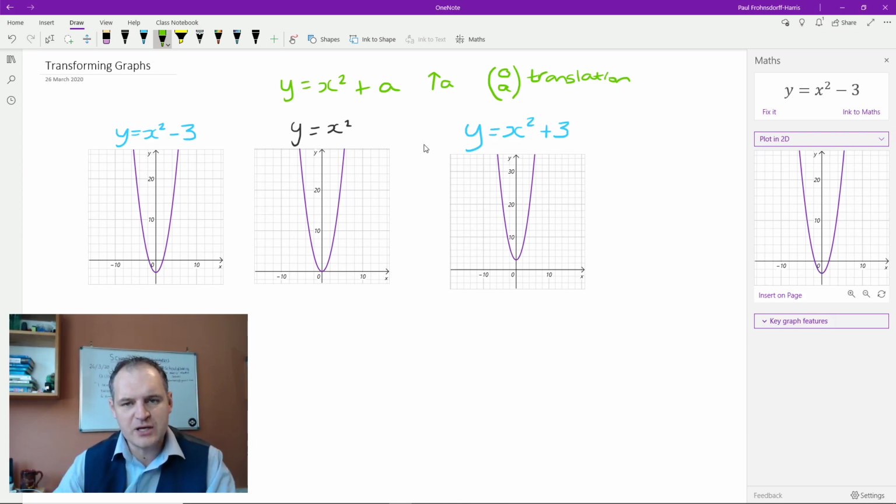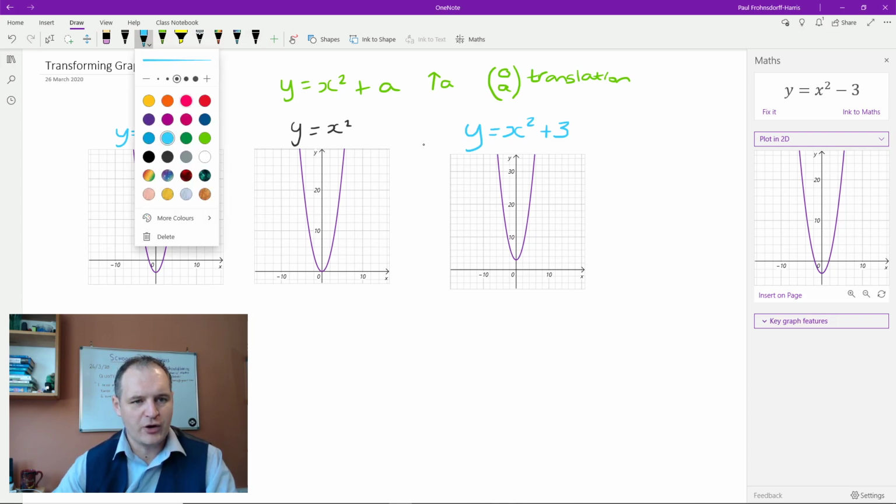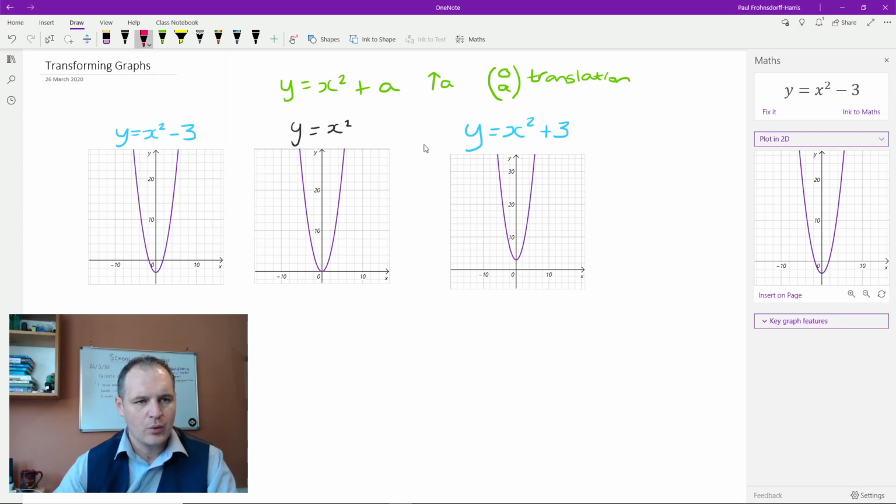Now this is not to be confused with if I take my original one, but this time I'm going to change it ever so slightly. So to do so, let's use a slightly different colour and see what happens when we've got y equals x squared. But instead of y equals x squared, let's have (x minus 3) squared. So this time we are doing the minus 3 before we do the squared.